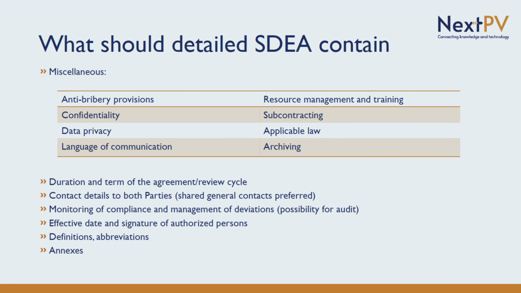Additionally, a detailed SDEA should cover miscellaneous aspects, such as the duration and term of the agreement, contact details for both parties, monitoring of compliance, management of deviations, effective date, and signatures of authorized persons. It should include definitions, abbreviations, and annexes, addressing anti-bribery provisions, resource management and training, confidentiality, subcontracting, data privacy, applicable law, communication language, and archiving.